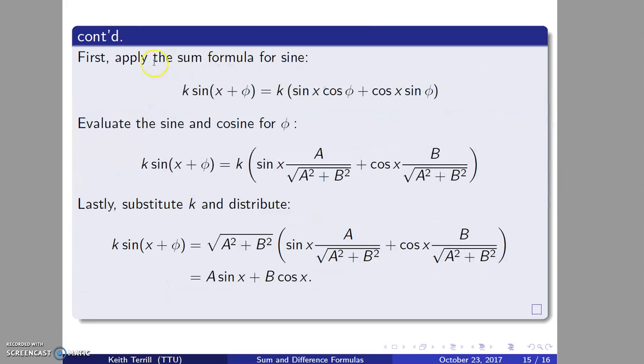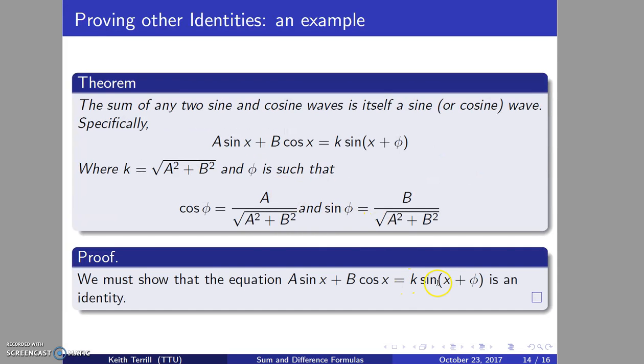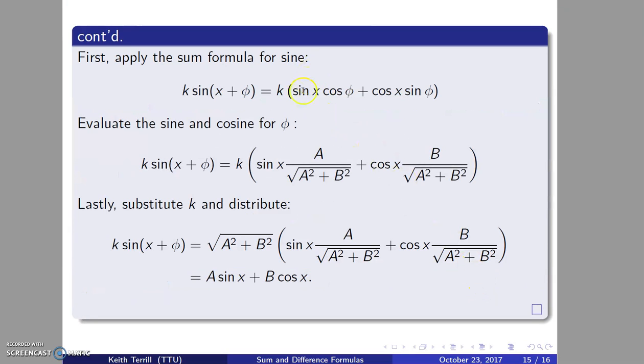What we would do is we would just start with the more complicated side, and the more complicated side here is this right-hand side, k sine of x plus phi. There's a lot to unpack here, right? Sine of the sum of two angles is going to be four trigonometric functions, right? It's going to be sine, cosine, cosine, sine. So starting with the right-hand side, k sine of x plus phi is equal to k times the product of sine x cosine phi, plus cosine x sine phi.